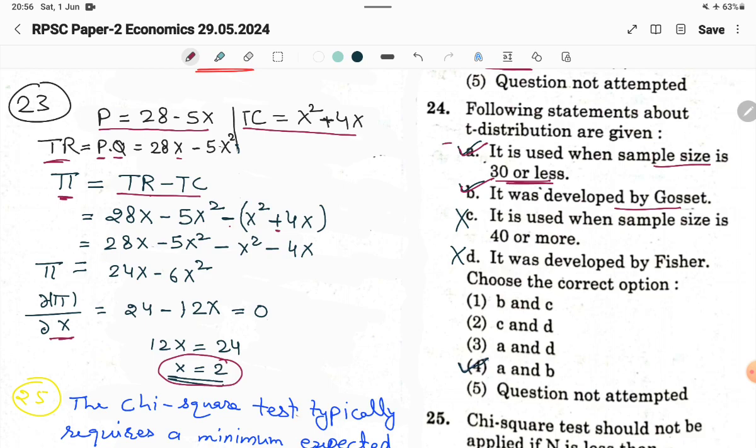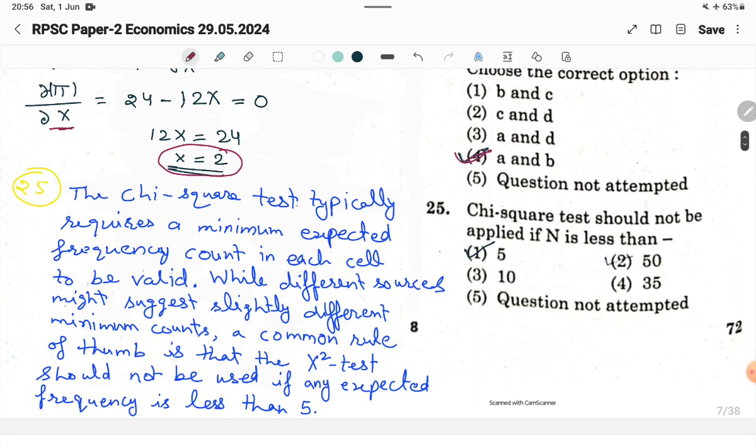You all know very well that both statements are true, but it is used when sample size is 40 or more, it is wrong, and it was developed by Fisher. It's also wrong because it was developed by Gosset. So answer will be A and B, fourth.